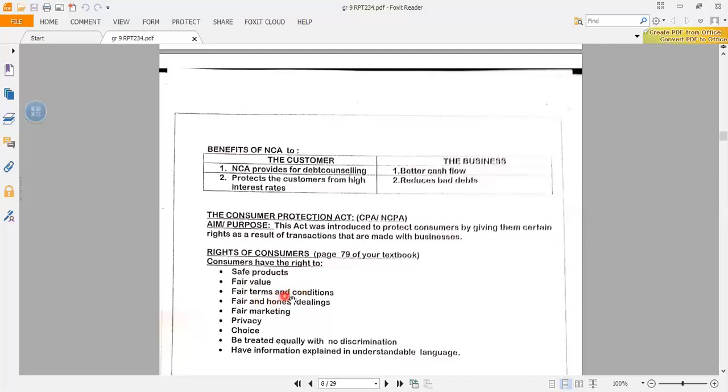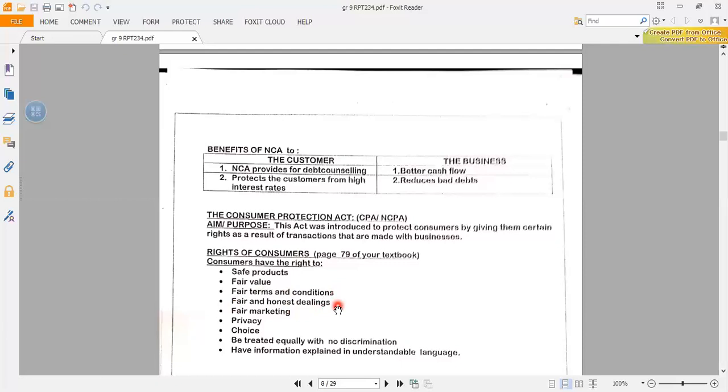Then fair terms and conditions to that product. What does fair terms and conditions mean? Fair terms when we're concluding the deal, right? Meaning there cannot be a very high price attached to that product. And the conditions thereof mean the consumer has to be given a fair time to settle the cost of it. Then fair and honest dealings.